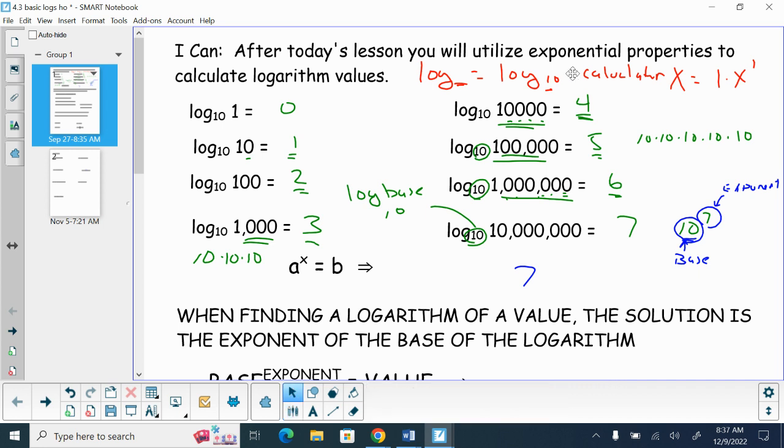Which now gives us a relationship between a base and an exponent. When we take a base to an exponent, we get some value. If I take 5 to the third power, I get 125. That's my value. I have a base of 5 and an exponent of 3.